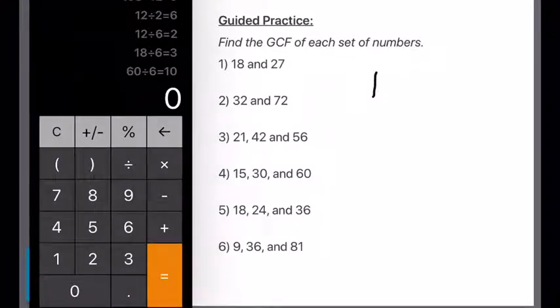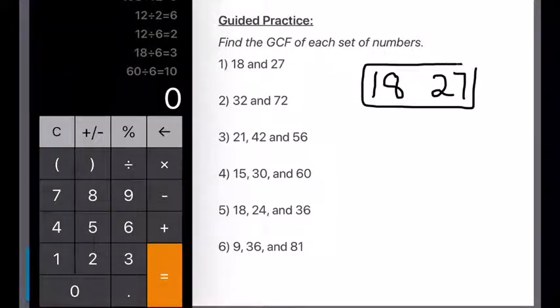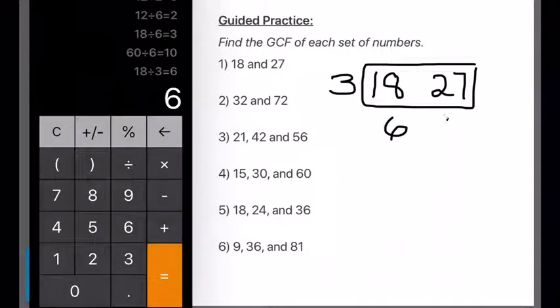Let's look at number 1 together. Number 1 is kind of a tricky one to get us started because both 18 and 27 cannot be divided by 2. But remember, if 2 doesn't work, usually 3 does. 18 divided by 3 is 6, and 27 divided by 3 is 9. And then we can divide by 3 again.